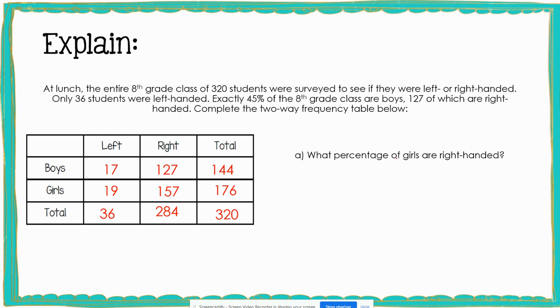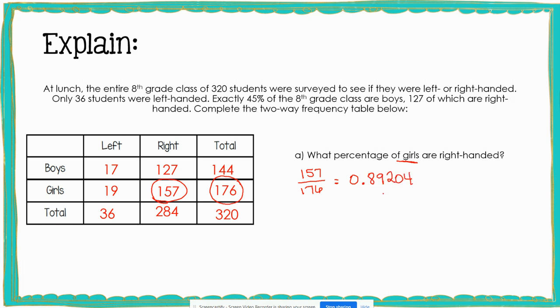A says what percentage of girls are right-handed? Again, you have to be careful here. It's not asking what percentage of all students are right-handed. It's asking what percentage of girls. Well, I need the total number of girls, which is 176, and I need the number of girls who are right-handed, which is 157. So to turn this to a percent, I would do 157 out of 176.